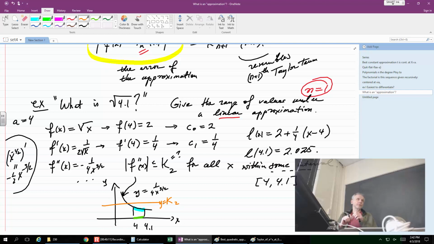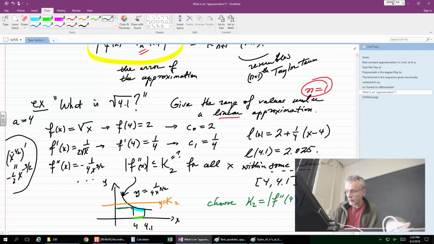So k2 just has to be larger than f double prime of 4. That's right. Because the idea here is, choose k2, any number larger than or equal to, just as well equal to, f double prime of 4. In other words, this value. This is f double prime of 4.